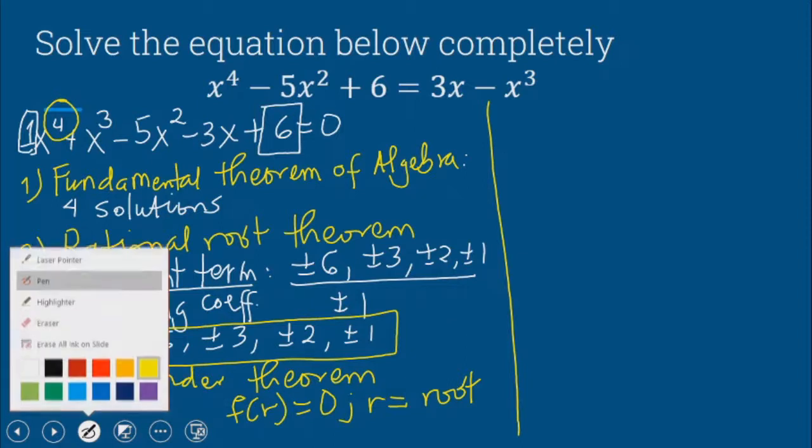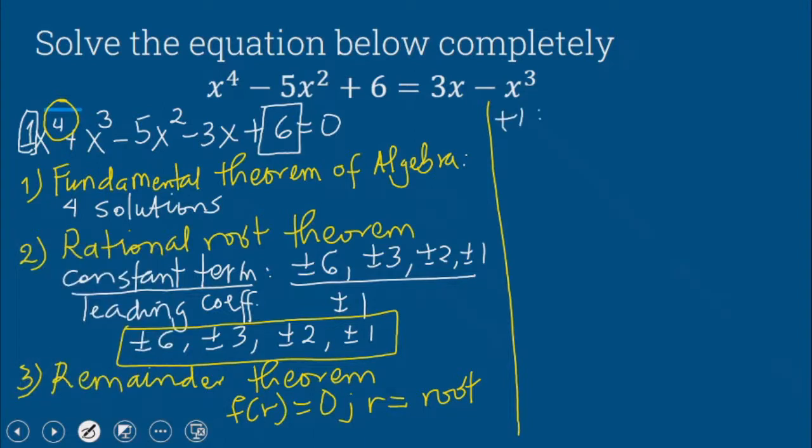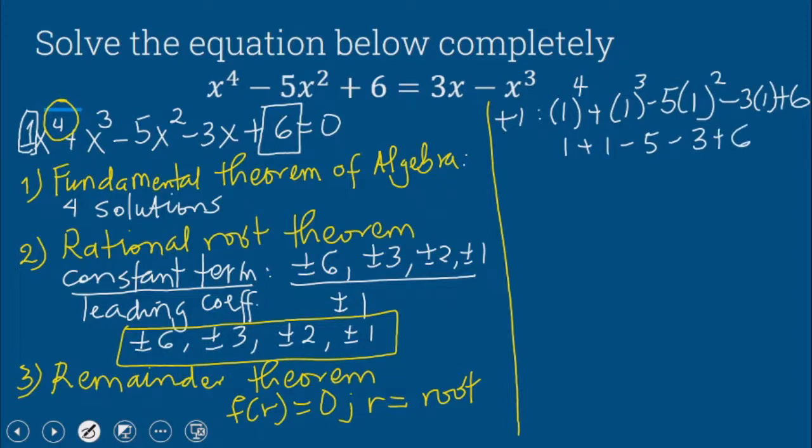So let's try positive 1 first. What we need to do is substitute positive 1 into our equation and see what we find. So it's going to be 1 to the power of 4. Whenever I see x, I'm just replacing the x with a 1, okay? And see the way I'm using my parentheses. So that gives us 0, okay?